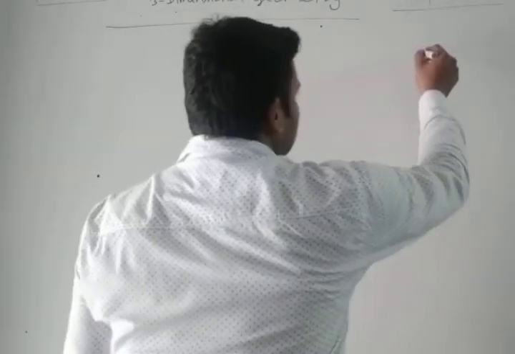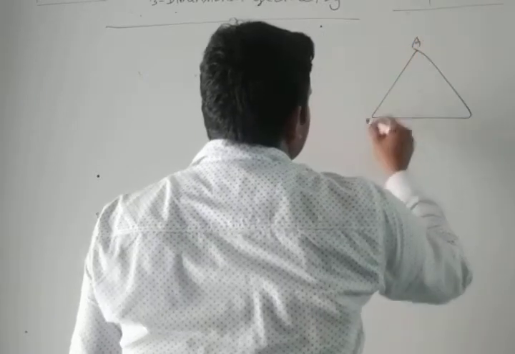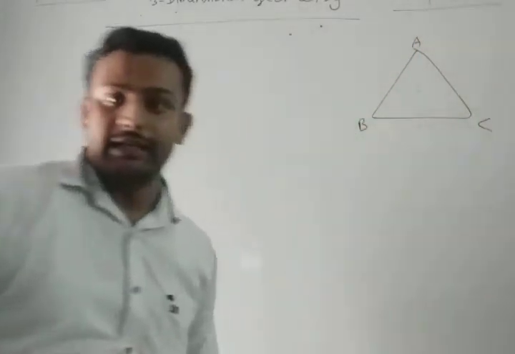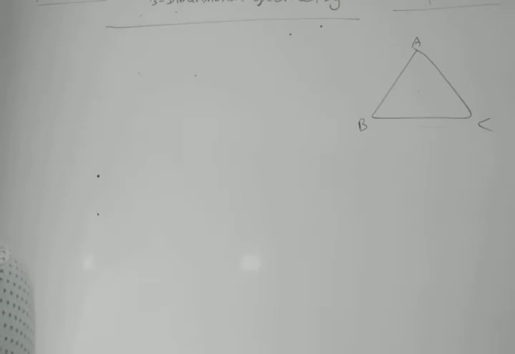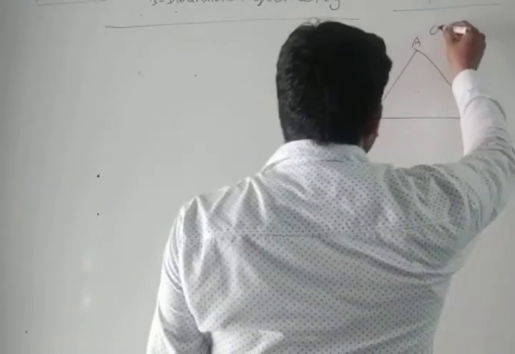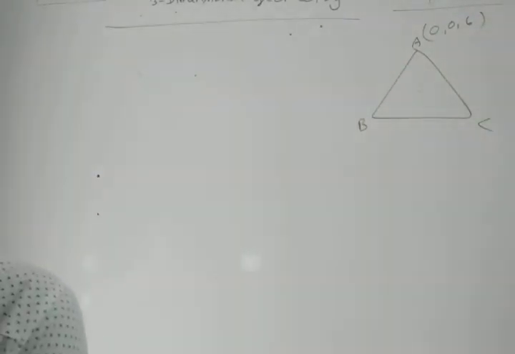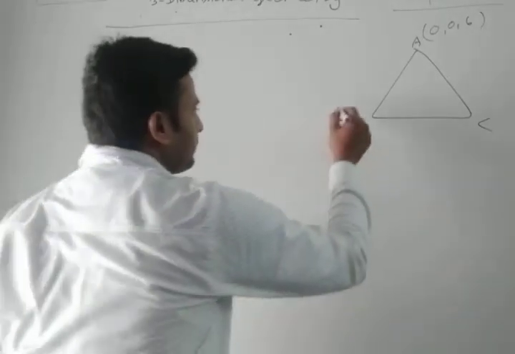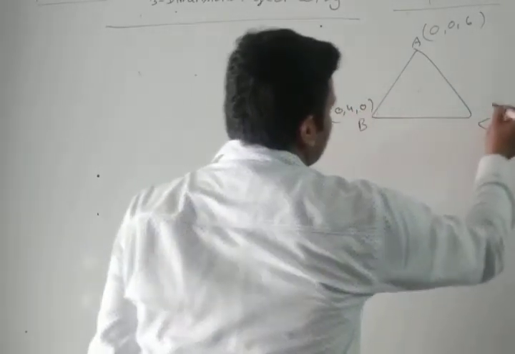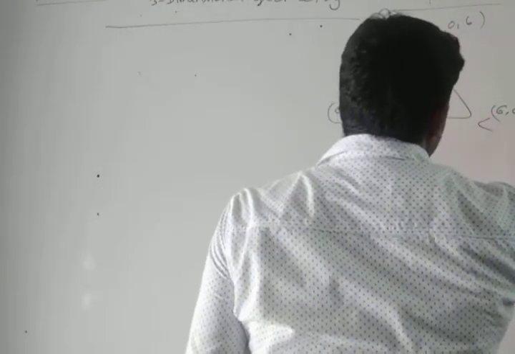Question second. Find the length of the median of the triangle ABC. We are given a triangle ABC and its vertices: A is (0, 0, 6), B is (0, 4, 0), and C is (6, 0, 0).